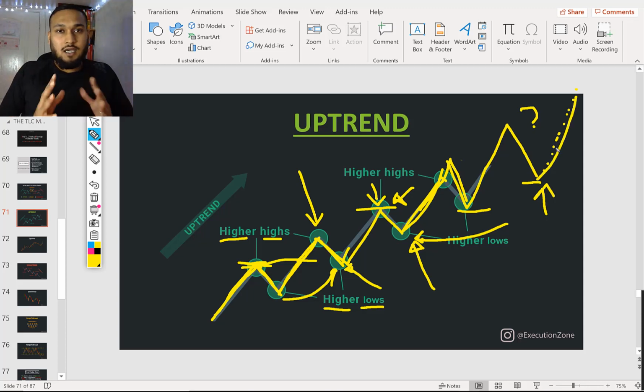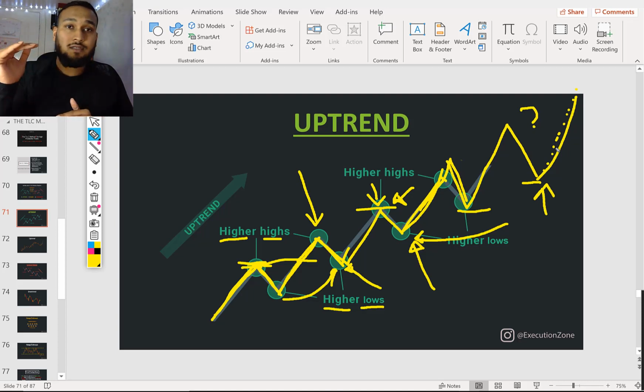And so this is an uptrend. It's made out of two components, higher highs and higher lows, okay? And we're looking to be buying at higher lows, okay? We're not buying on breaks, okay? We're not buying every time.